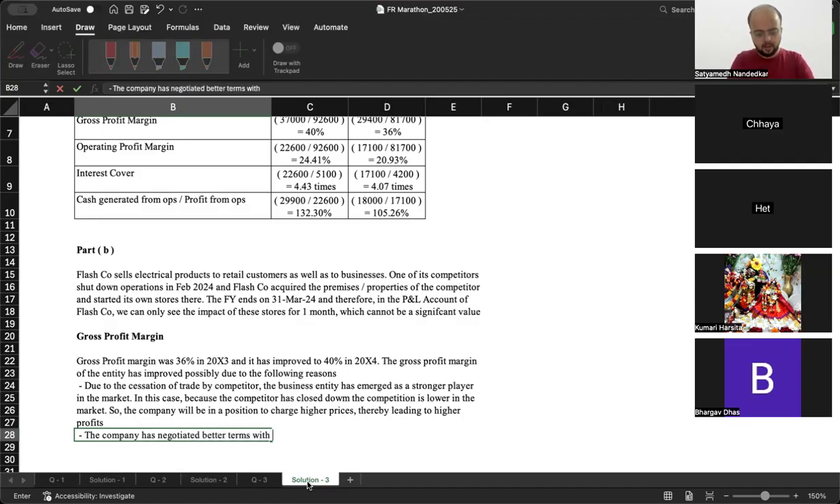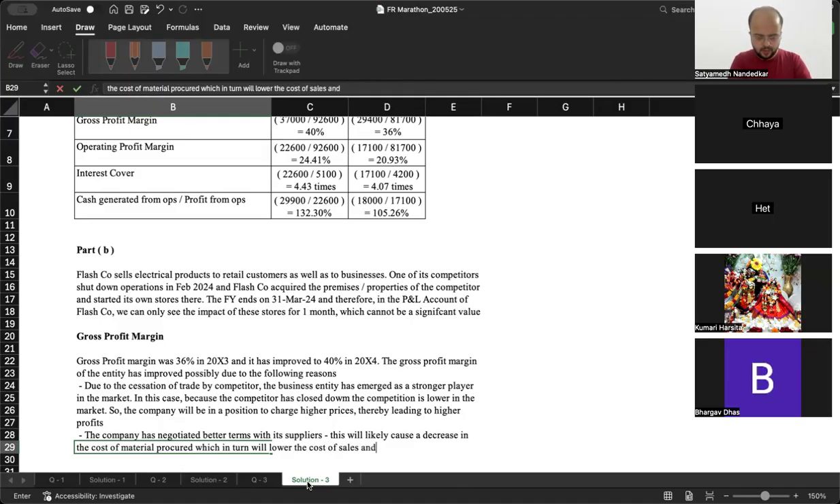Then also, the company has negotiated better terms with its suppliers. This will likely cause a decrease in the cost of material procured, which in turn will lower the cost of sales and lead to an increase in gross profit margin of the company.